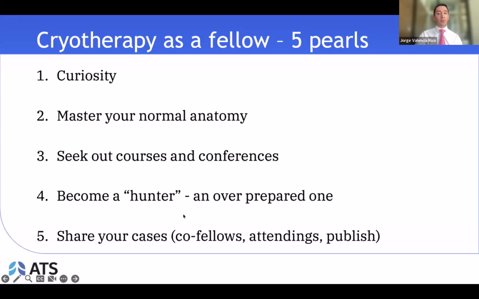Share your cases with your co-fellows. If you've done a couple of cryo cases and feel comfortable, call the first year fellow, call the second year fellow, call your third year fellow, and say, hey, I have a case. Do you want to come? Do you want to join? Do you want to drive? Do you want to do it? Same for your attendings, and then publish all the cases because we need to grow more evidence in the field of cryotherapy.